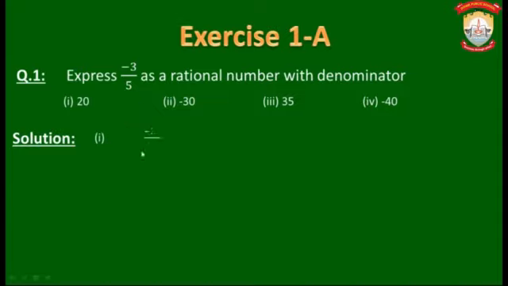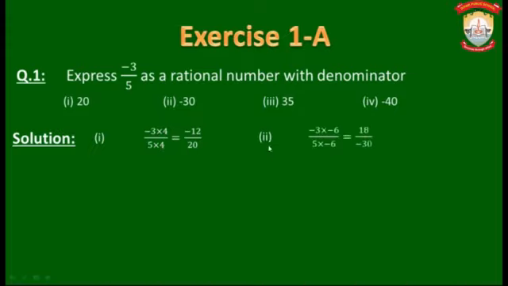Now the question is, how will we find the number? For that, we will divide 20 by 5. On dividing, we get 4. Now, we will multiply both numerator and denominator of the given rational number with 4. Thus, we will get minus 12 upon 20. Now, here you can see that we applied the first property of the rational number which we read.